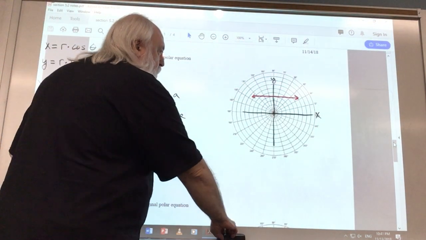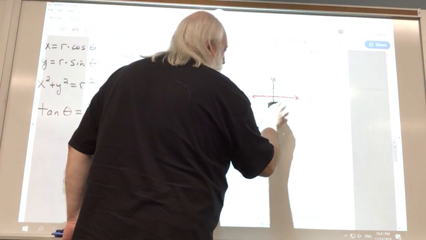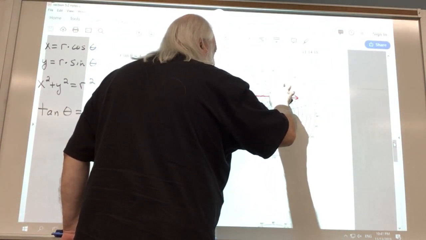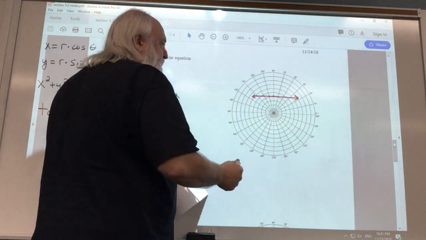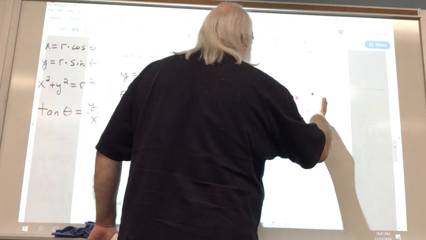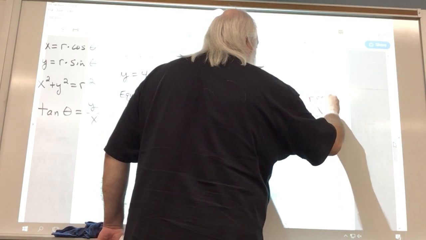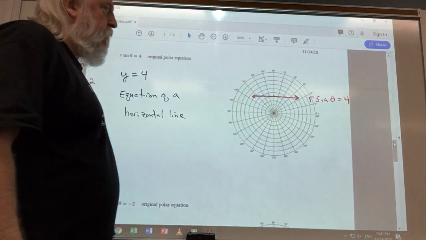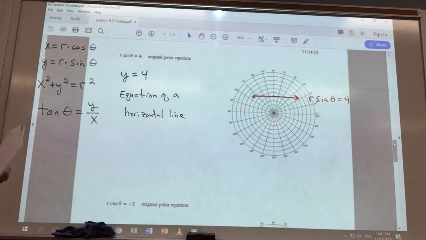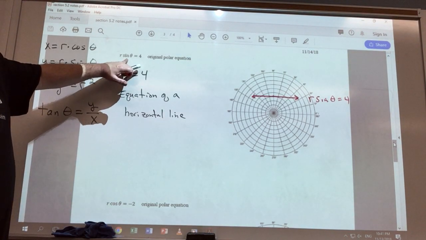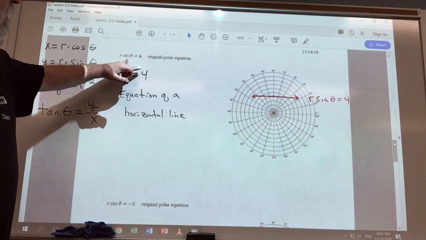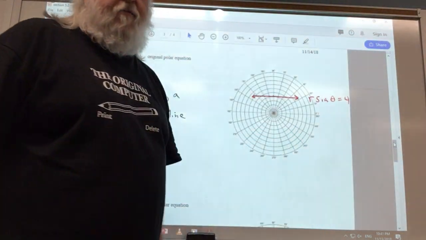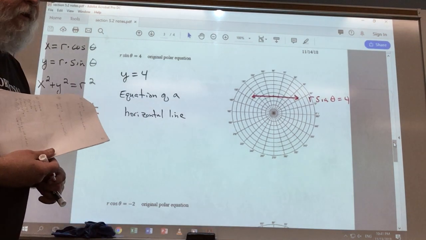And now I erase my x and y axis. And this is the graph of the equation r sine theta is equal to 4. Okay? R sine theta equals 4 is the polar equation for a horizontal line. And that horizontal line is 4 units above the pole in the polar grid.